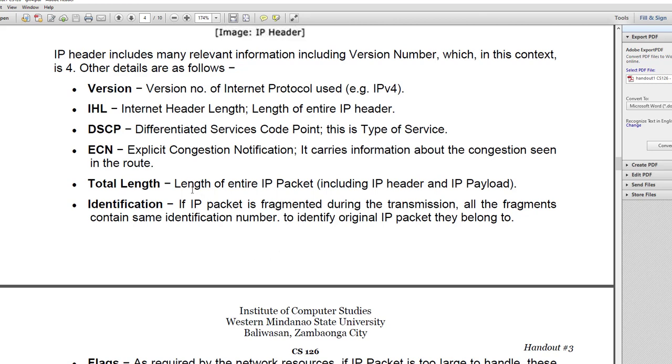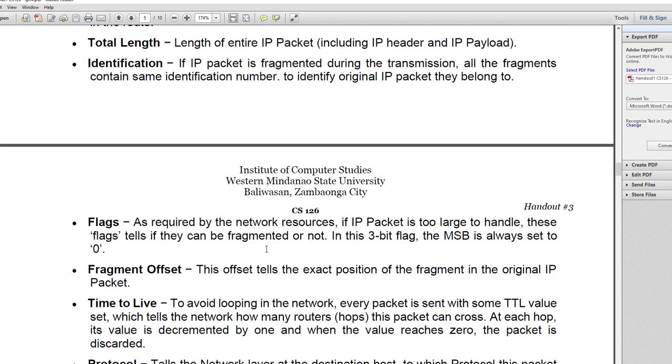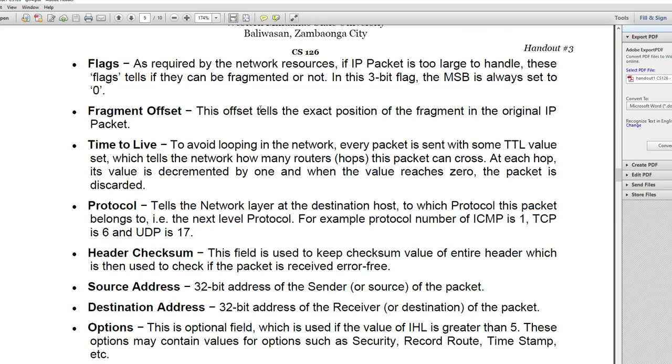Total length refers to the length of the entire IP packet, and then the identification is used if the IP packet is fragmented during the transmission. Under the flags, these are required by the network resources. If an IP packet is too large to handle, these flags tell if it can be fragmented or not. In this 3-bit flag, the MSB is always set to 0. Fragment offset tells the exact position of the fragment in the original IP packet.